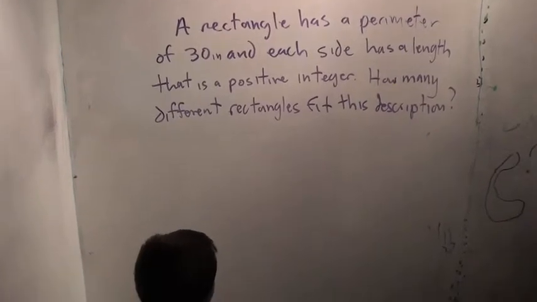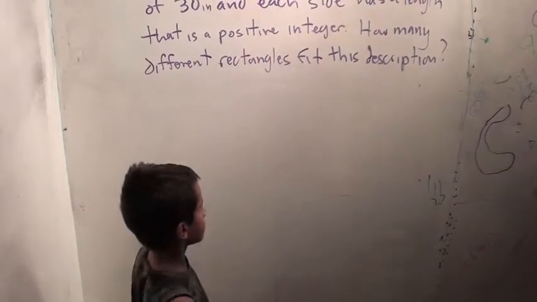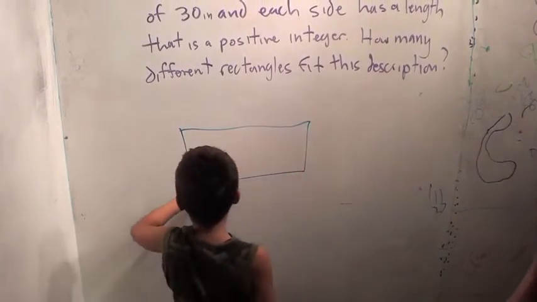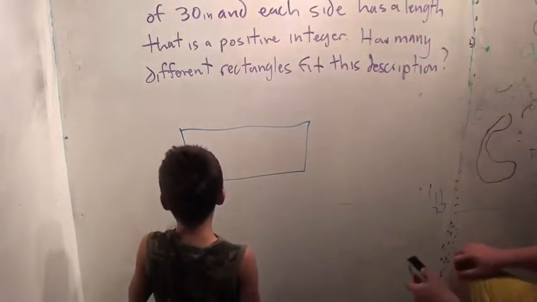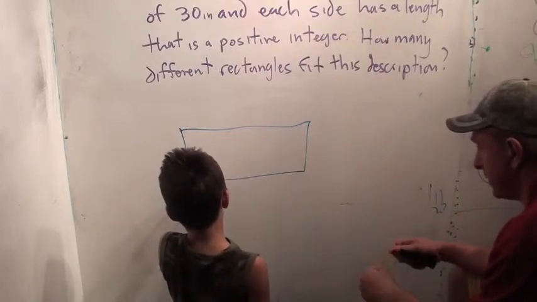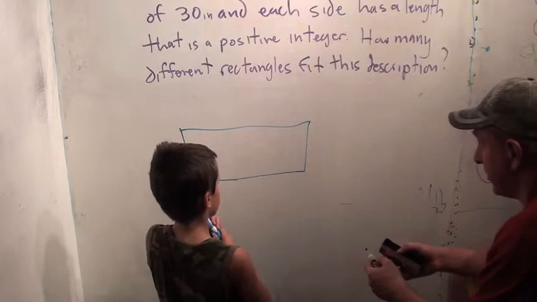So what do you think you're going to do on a problem like this? Let's draw the rectangle. Okay, draw a rectangle. And what does it mean for something to be a rectangle, by the way? A rectangle is a special kind of square. A square is a special kind of rectangle. Oh, right. So what does it mean for something to be a rectangle?